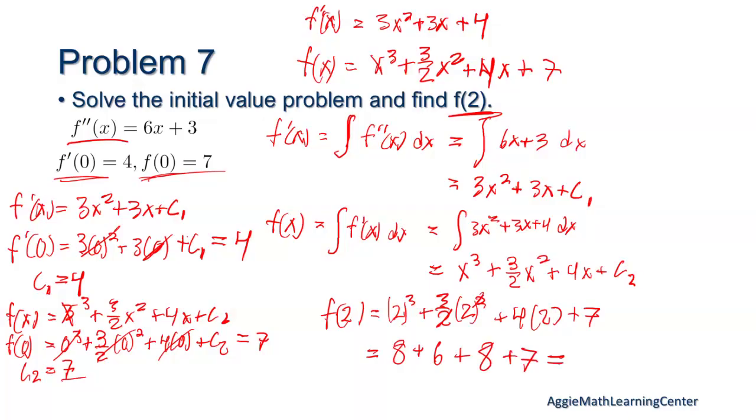And if you were looking earlier, the answer was already spoiled. That's going to be 16 plus 6. That's 22 plus 7, which is 29. f of 2 is equal to 29.